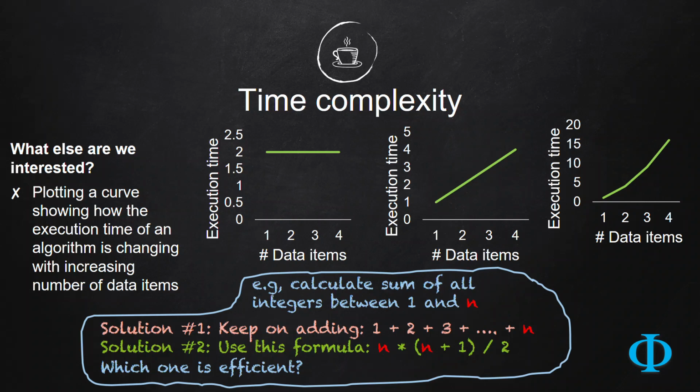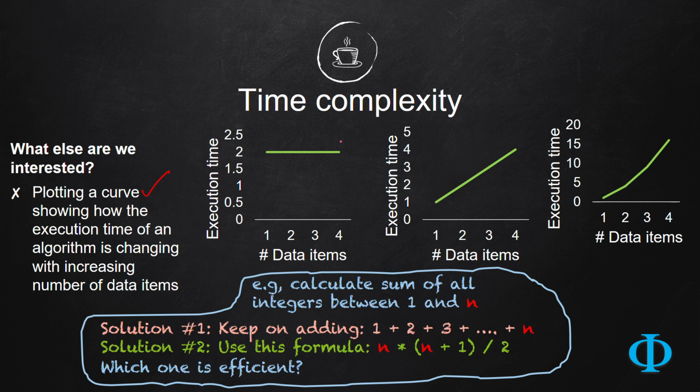So when we are trying to measure the efficiency of the program, we call it time complexity measurement. That is how the time is changing with the increasing number of data items. And we are actually interested in plotting a curve showing how that execution time of the algorithm is changing with increasing number of data items.